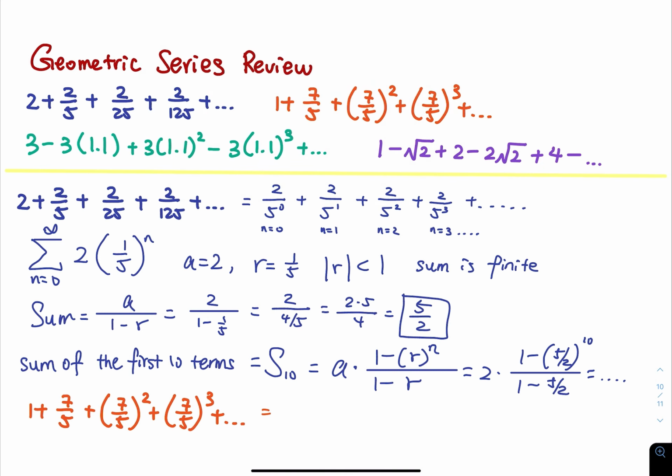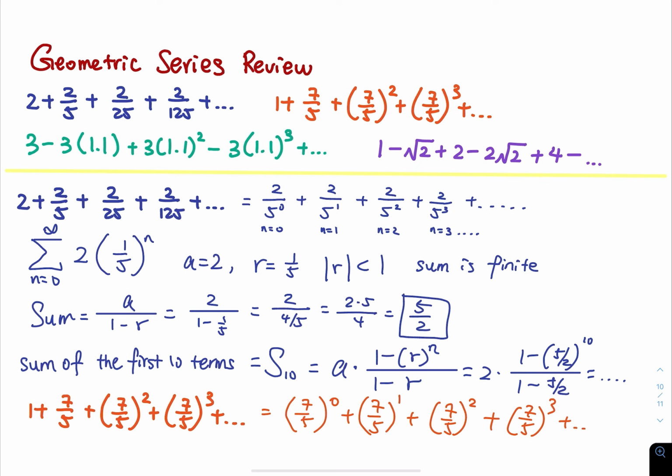So I can see that it's 7 over 5, 7 over 5, 7 over 5, and this is like the first power, the second power, and the third power. What about the 1? That's why I recommend you do a rewrite. So the 1, I will just write as 7 over 5 raised to the 0 power, which equals 1, and then 7 over 5 raised to the first power, 7 over 5 raised to the second power, and then 7 over 5 raised to the third power, and so on and so forth.